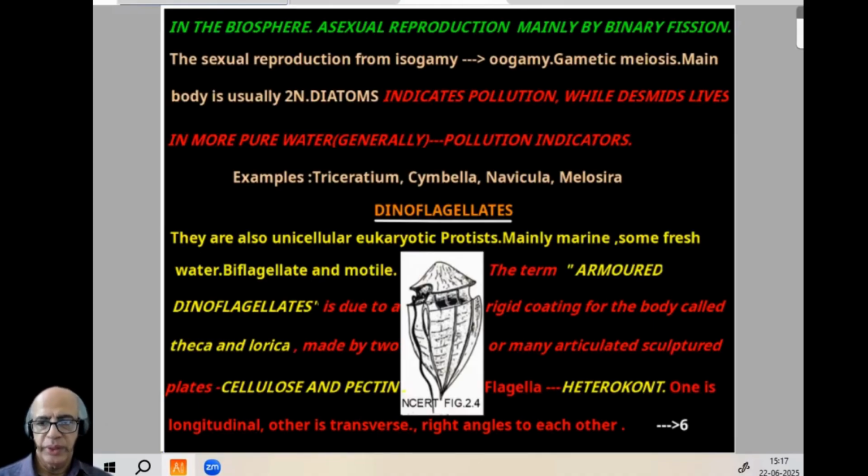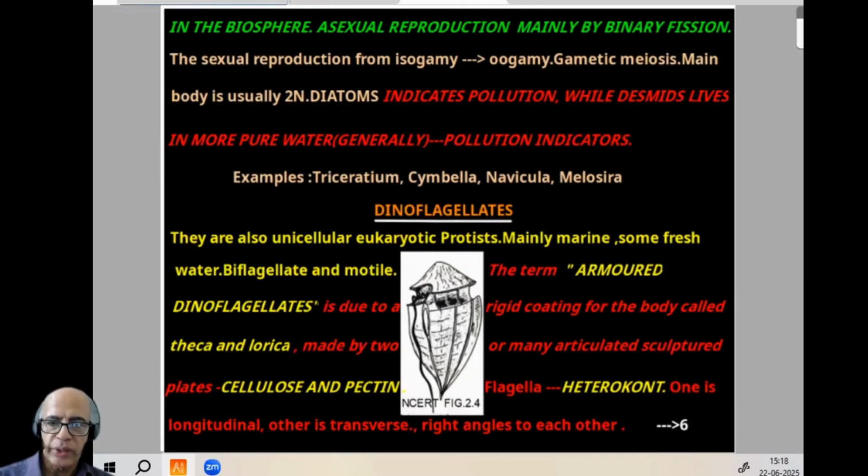Diatoms indicate pollution, whereas desmids live in comparatively pure water, so lack of pollution. So we can directly say both are connected with pollution: diatoms in polluted situations, desmids in comparatively pure or more pure water. The pollution indicators, specifically diatoms. Now examples: Triceratium, Cymbella, Navicula, and Melosira. Order one question. Now comes the next group, dinoflagellates.